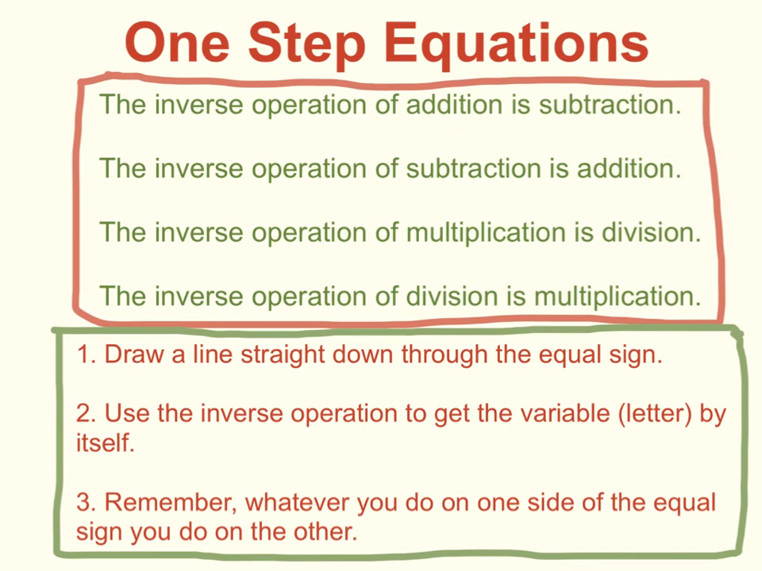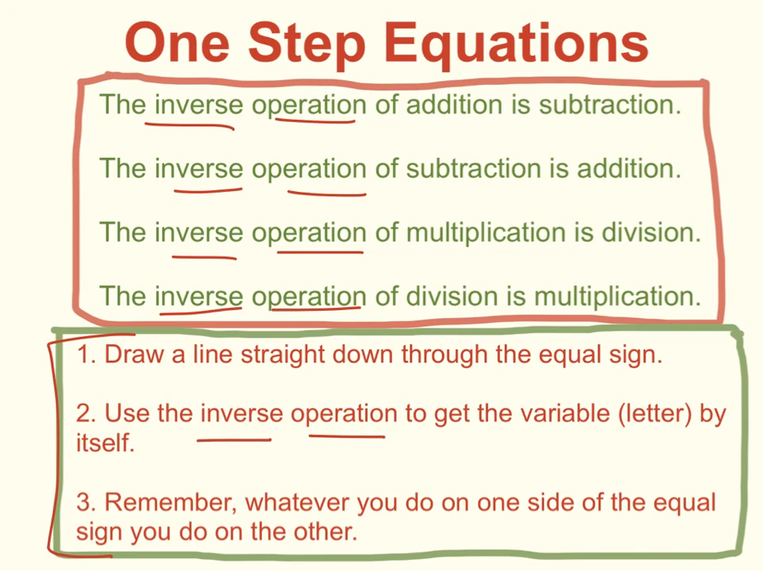So just to reiterate, to wrap up what we talked about so far: when solving one-step equations, you're using the inverse operation, the opposite operation, to find the variable. And here are your 3 steps. You're going to draw that line straight down through the equal sign, use the inverse operation to get the variable or letter by itself, and then remember, whatever you do to one side of the equal sign, you do on the other side.